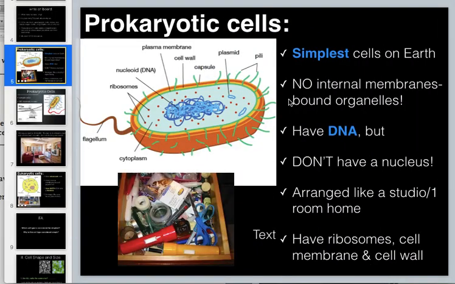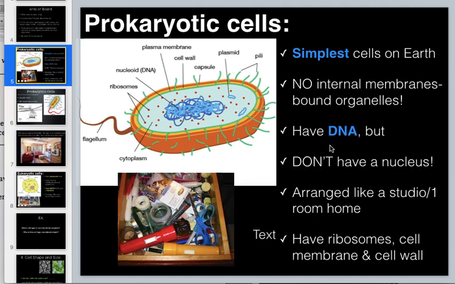Okay, so we are looking at the simplest cells on Earth. Simplest. There are no internal membrane-bound organelles. Now, we talked about this yesterday in the last notes. Membrane-bound organelles. One example is a mitochondria. Can you guys think of any other example? What's a membrane-bound organelle? Okay. So you could have said chloroplast, vacuole, nucleus. So those are some membrane-bound organelles.